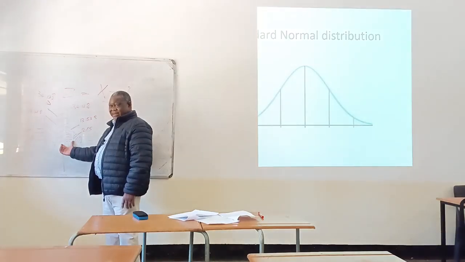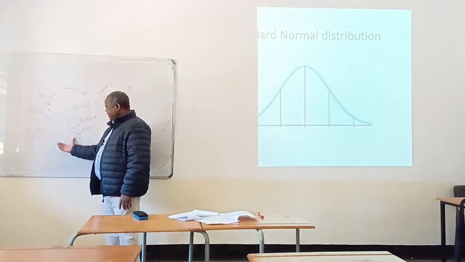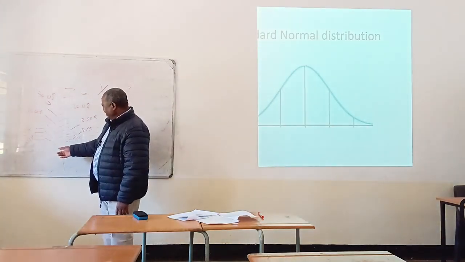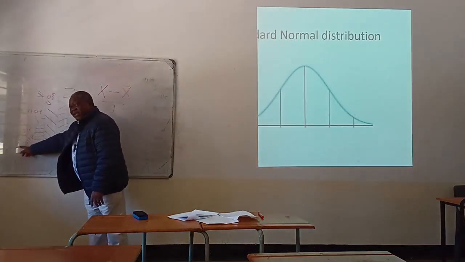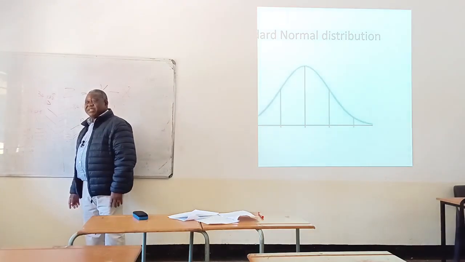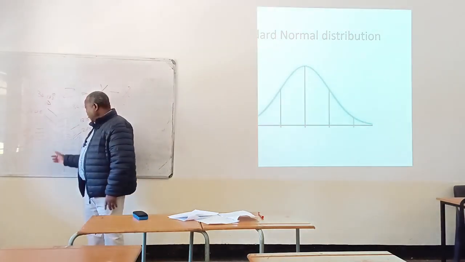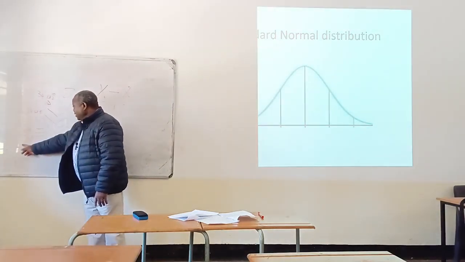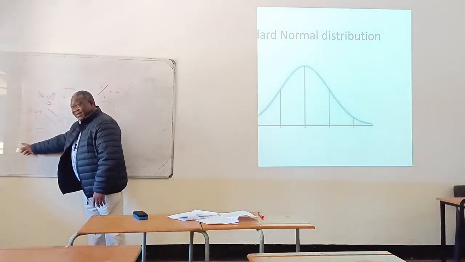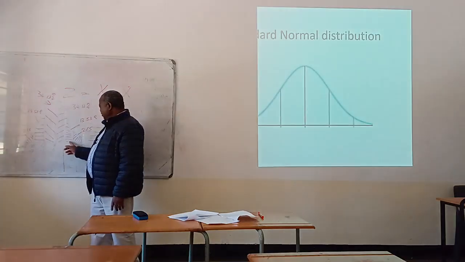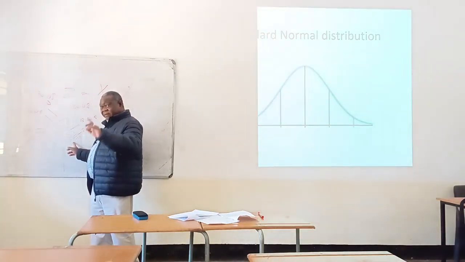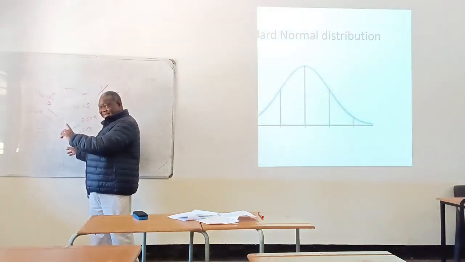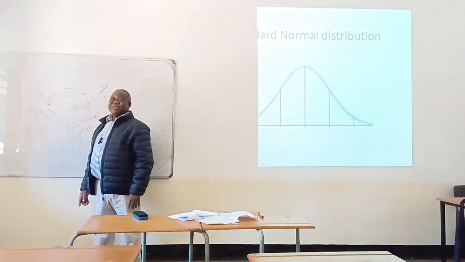47.72, so 47 students will be within this area. But from 0 going that way will be 50% of the students. So 50 students will be there, and then 47 students will be there. So this person has beaten 50 plus 47 students.